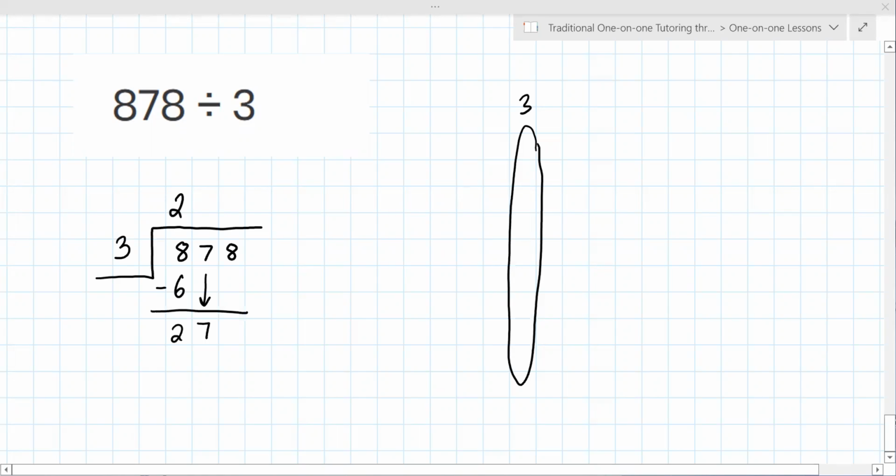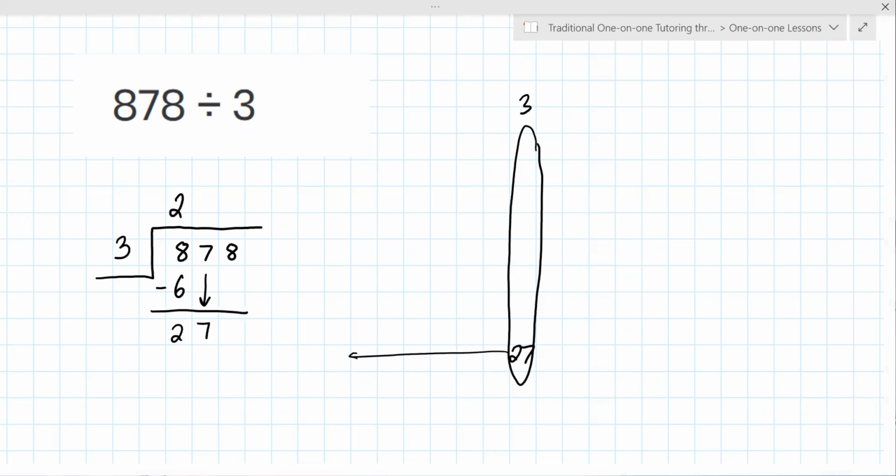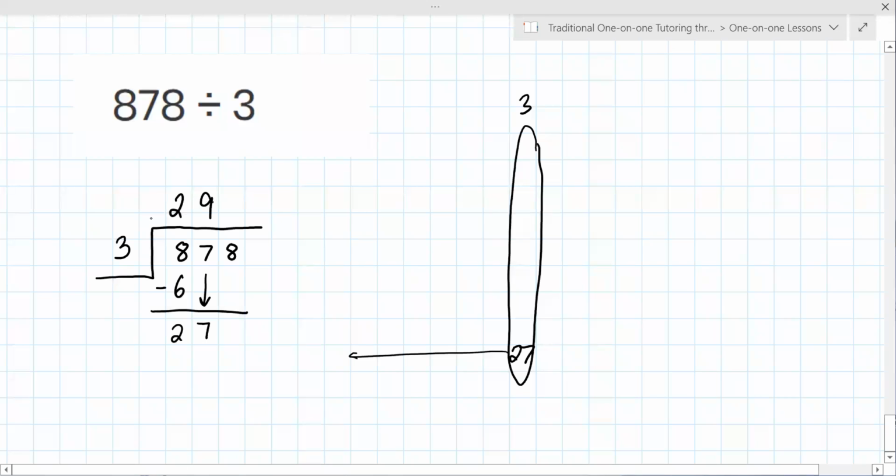Hey, Michael. No, it's not 8. Do you see 27 on your multiplication table? Yeah. Okay, what is the number when you go left? 9. 9 goes here. What is 9 times 3? 27. So when you subtract, you get 0, but you bring down this 8.